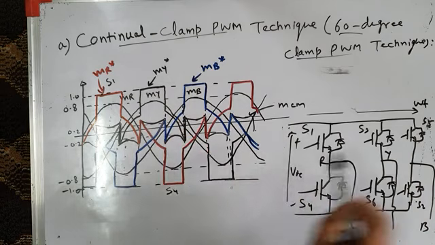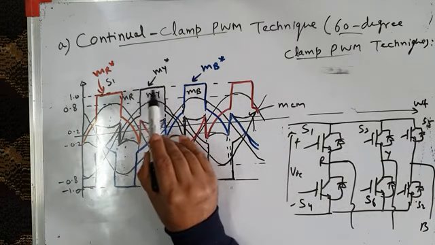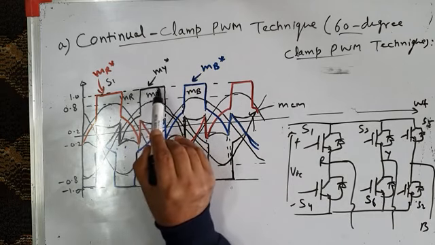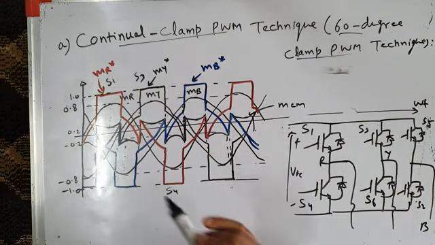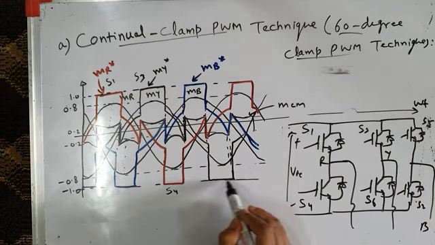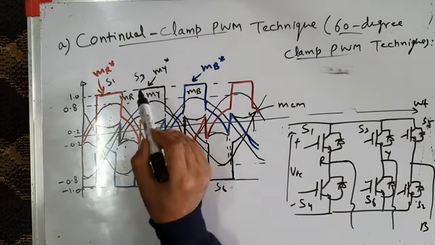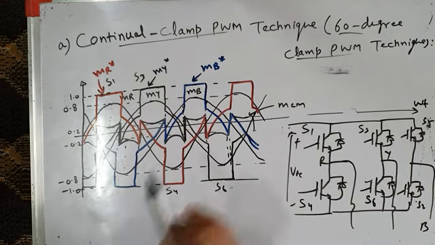Take phase leg Y. In this middle phase leg, it's clamped to positive DC bus over this 60-degree interval. So that means during this period, top switch S3 is on, and over this 60-degree interval, it is clamped to negative DC bus. That means in this 60-degree interval, bottom switch S6 is on. So the top switch is on for 60 degrees, and the bottom switch is also conducting for 60 degrees. Equal distribution.